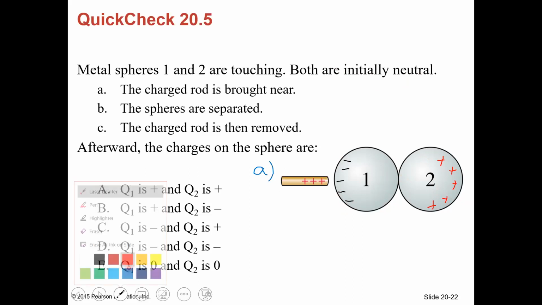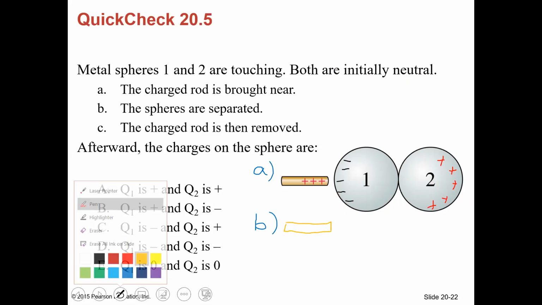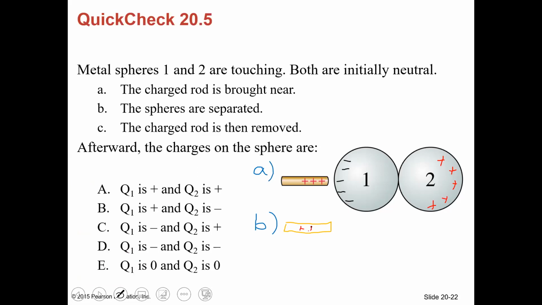Now, part B, it says the spheres are then separated. So the rod is still there, I believe. It didn't say anything about the rod. So I still have the rod here, with positive charges. And then I have these spheres, but they're separated now, just slightly so that they're not in contact. So now I still have negative charges here, and I also have positive charges here.